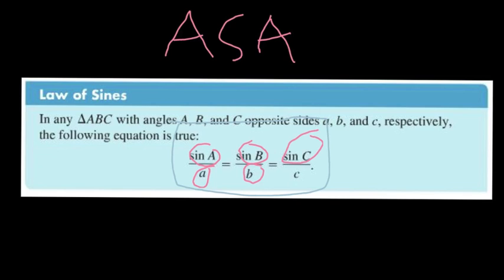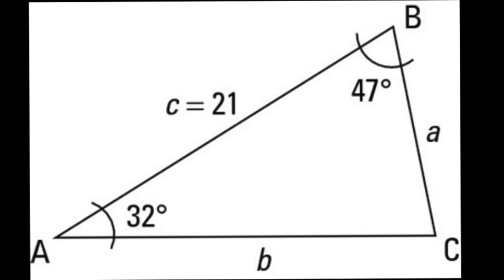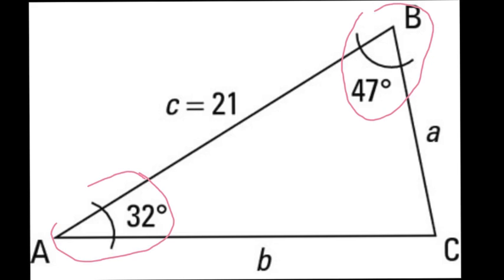The angle side angle theorem, or case, is easier to understand when numbers are being used with it in real examples, so we'll do an example on the next page. In this triangle, we have angle A, which is 32 degrees, angle B, which is 47 degrees, and side C, which is 21 units.